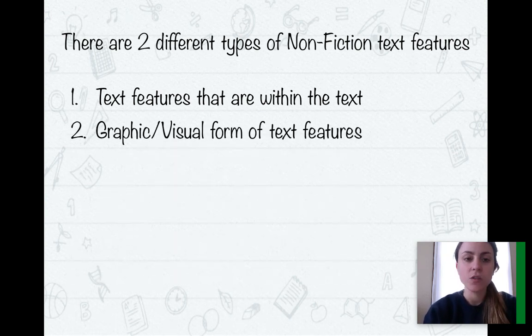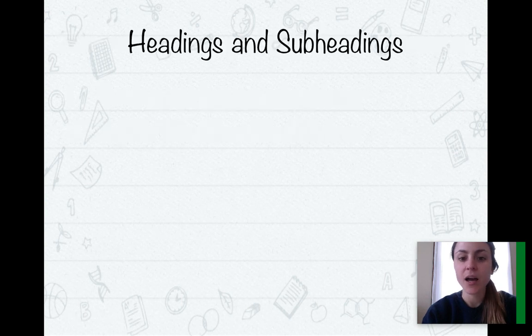features. And those visual or graphic form of text features help us visualize the information that the author is providing us in a more aesthetically pleasing way. And if you are a visual learner, those are for you. So we're going to start with the in-text text features. We're going to start with headings and subheadings.